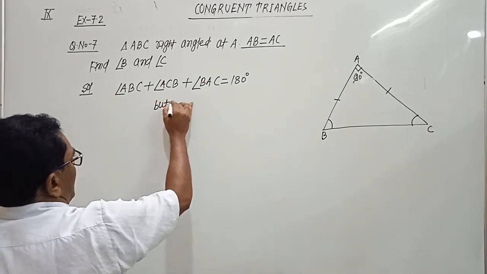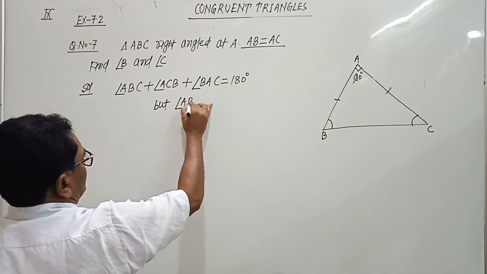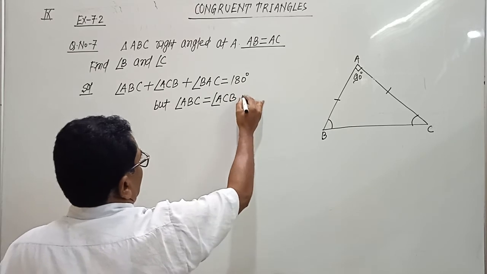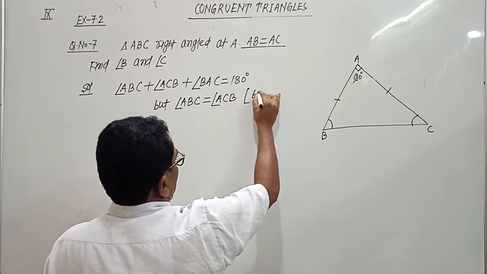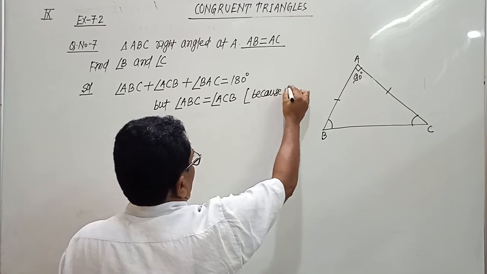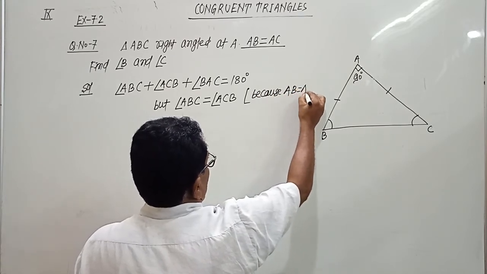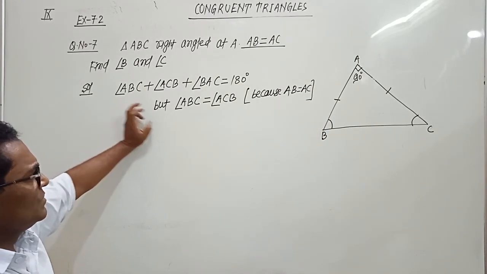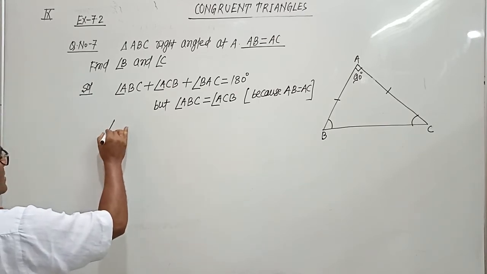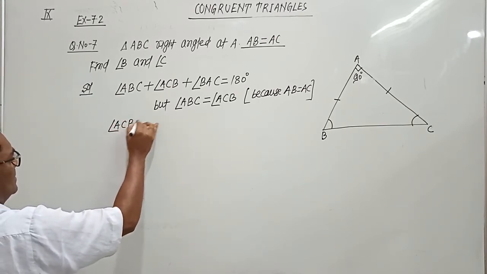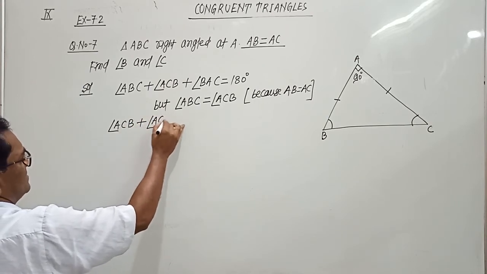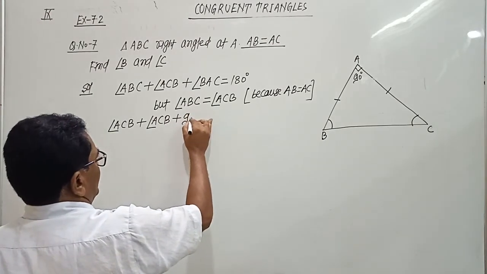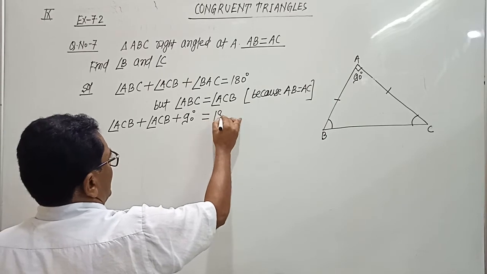but angle ABC is equal to angle ACB because AB equals to AC, isosceles triangle. So at the place of ABC, we put angle ACB. So angle ACB plus angle ACB and BAC is given 90 degree, plus 90 degree equals to 180 degree.